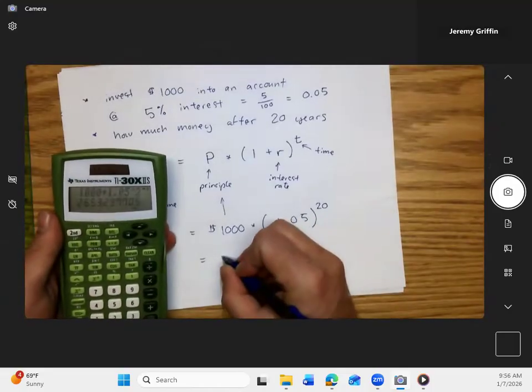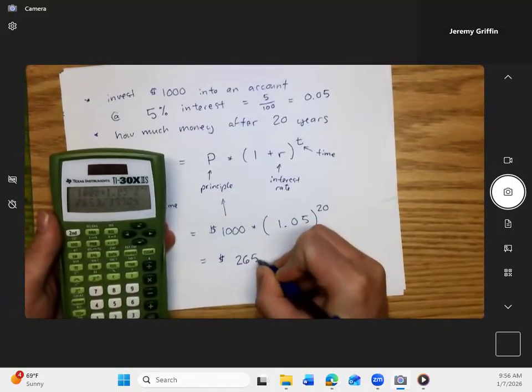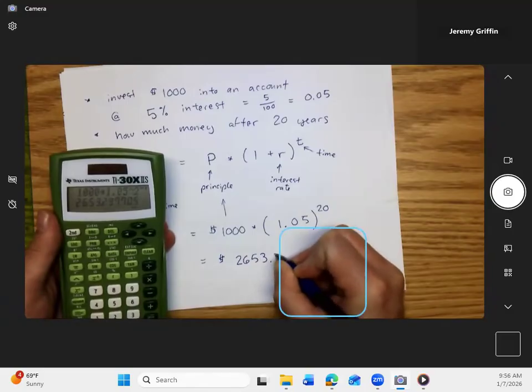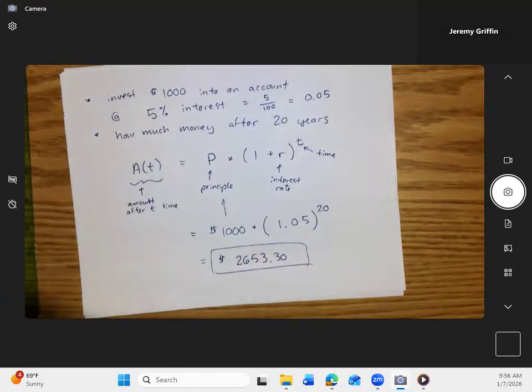The answer is $2,653.30 for that matter. So yeah, almost triple what you started with just at 5% interest, right? Because again, these exponential curves take off real fast.